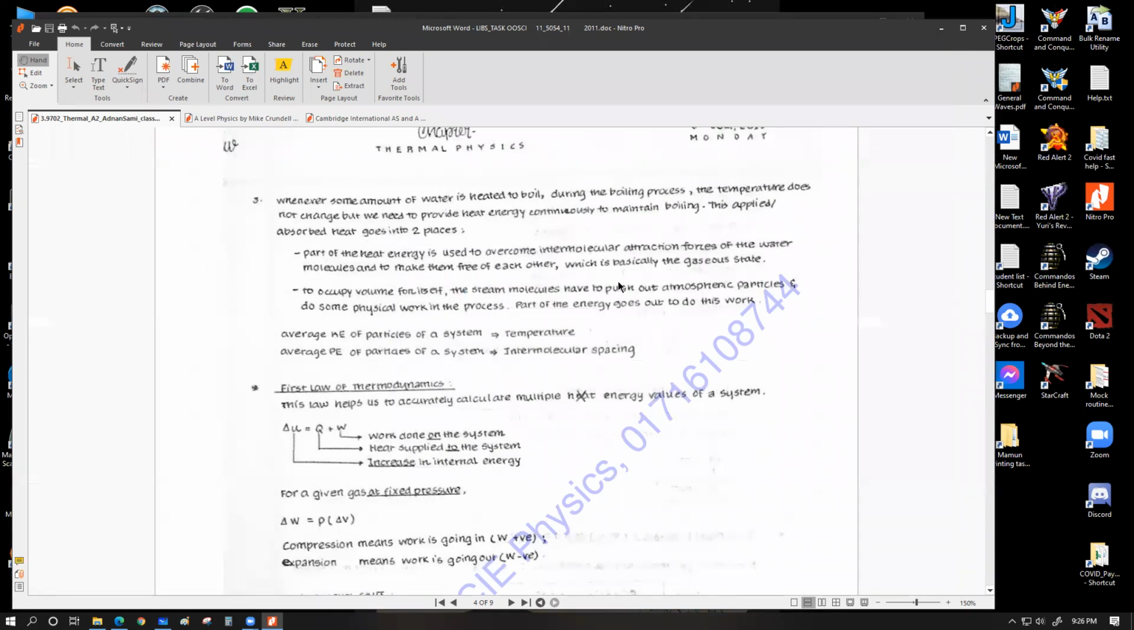So the main boiling process requires some heat. To occupy the volume for itself, the steam molecules have to push out atmospheric particles and do some physical work in the process. Part of the energy goes to do this work. So to occupy their own volume, they have to do some work as well. Average kinetic energy of the particles of a system relates to temperature. Average potential energy of particles of a system relates to intermolecular spacing.